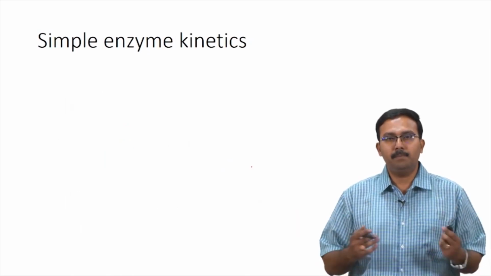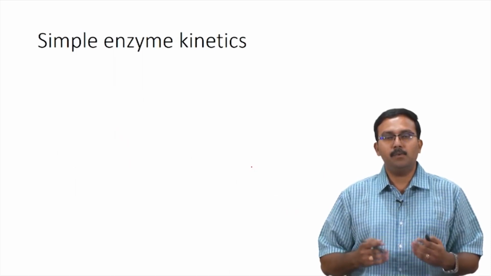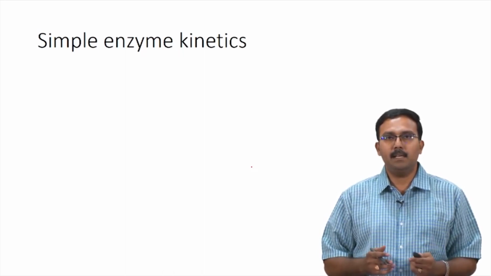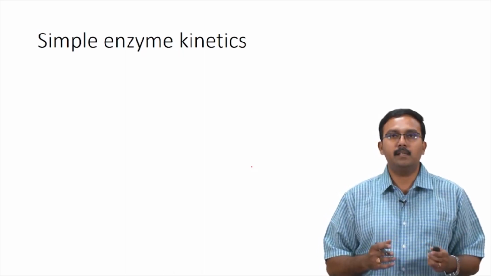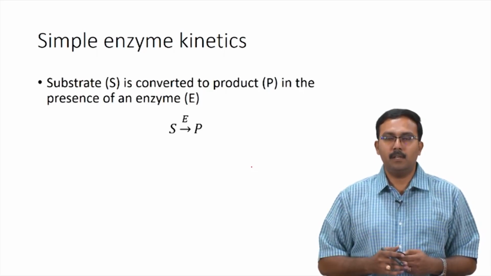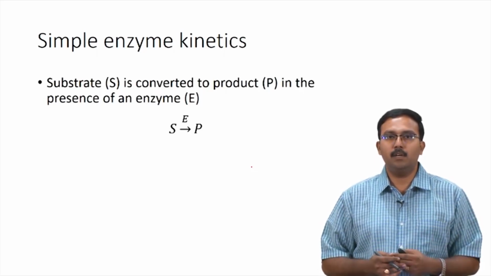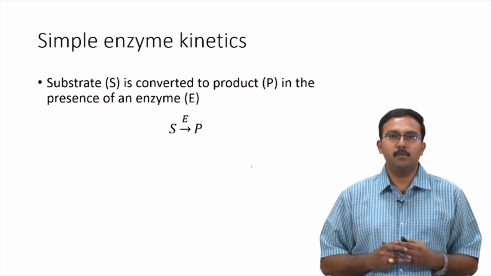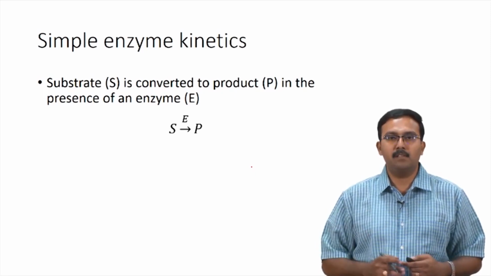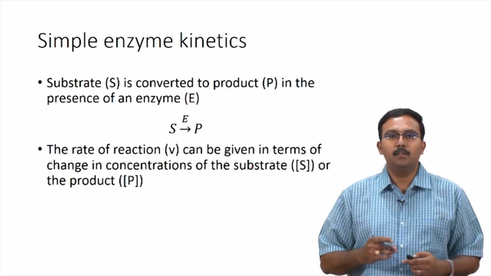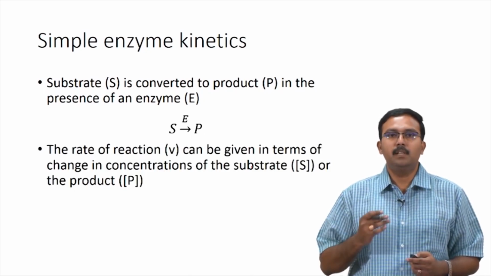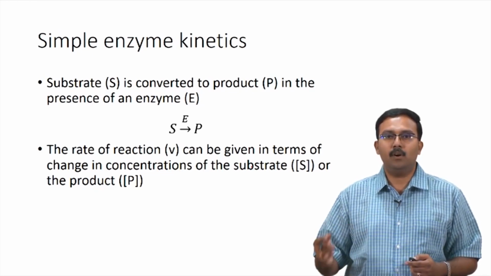Now, when we perform enzyme based reactions, we have to understand how the kinetics of the enzyme works. There are some simple enzyme kinetic models which help us to understand how enzymatic reactions happen. Let us assume this particular simple reaction where a substrate is converted to a product in the presence of the enzyme. The simplest reaction equation for that would be S gives P in the presence of E, the enzyme. The rate of reaction V for this can be given in terms of the change in concentration of the substrate or the product.